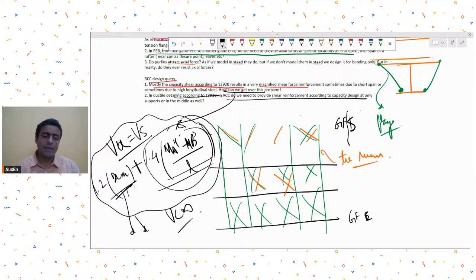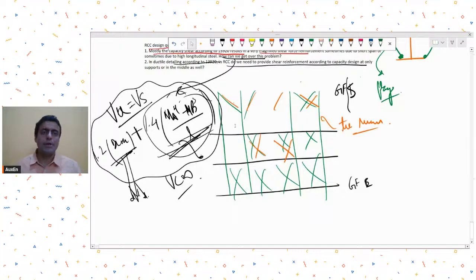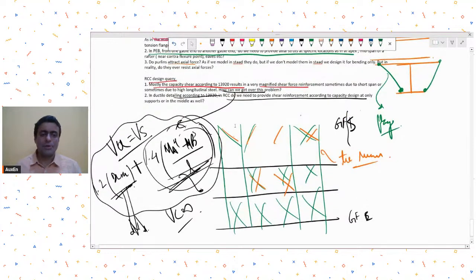Okay, gravity shear value goes down, but this shear based on probable moment capacity remains the same. So in the middle also you have to provide the same. I mean, you have to do the calculations in a similar manner for midspan also. Only thing is that their values will go down because gravity shear reduces. Okay, good. So this was his question.